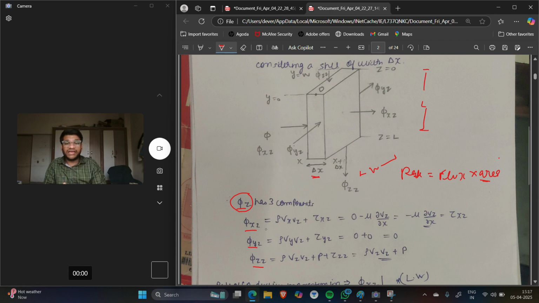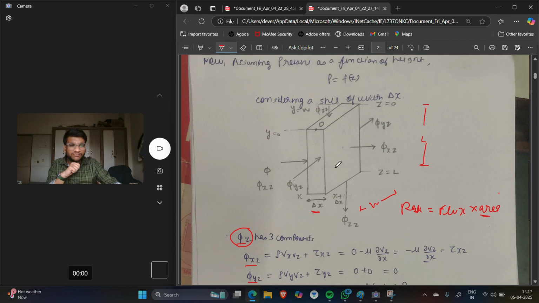So if I am writing phi xz, meaning z momentum flux in the direction of x, I will have to take the area which is perpendicular to x, meaning the area corresponding to the y and z axes. So what is the area corresponding to y and z here? Sorry, this is my z direction downward and this is my y direction. In z direction the length is L, y direction is W. So my area for phi xz will be what?